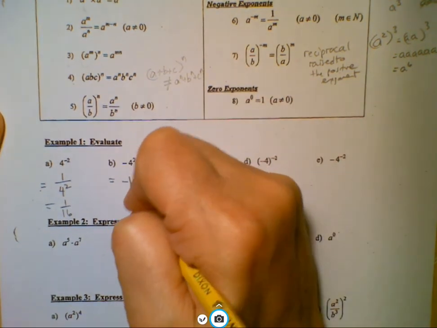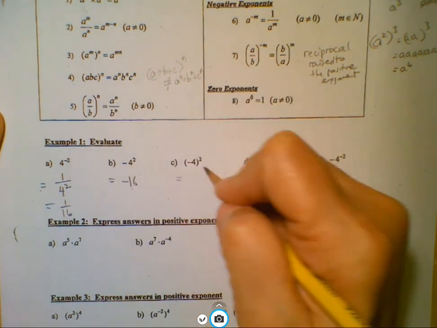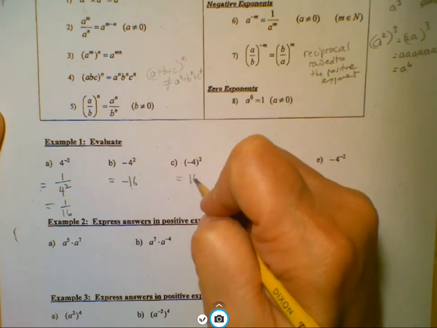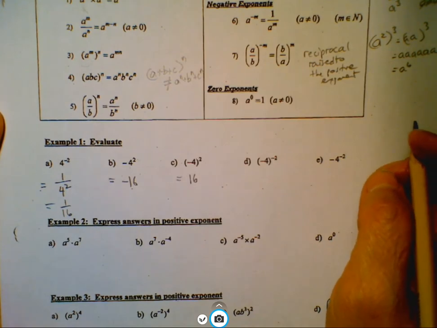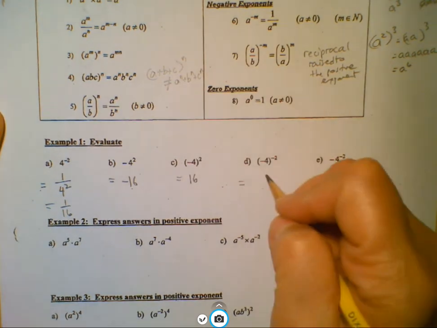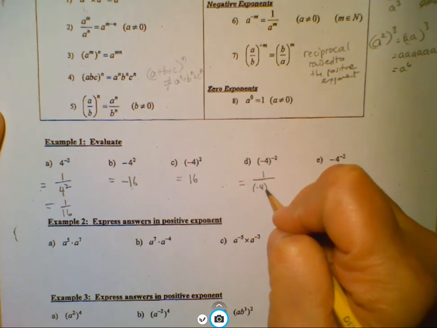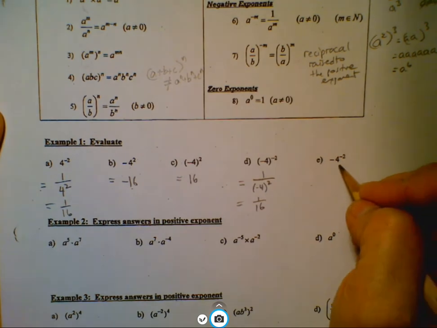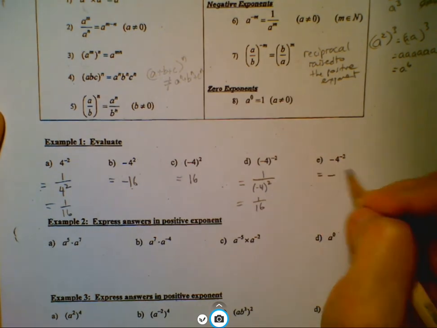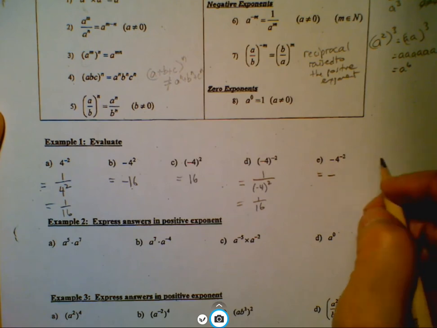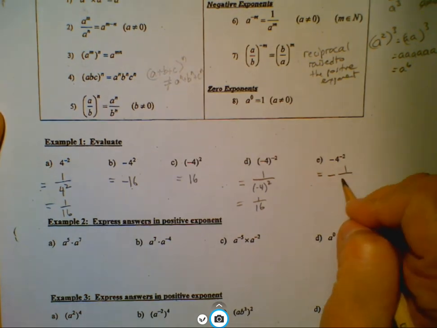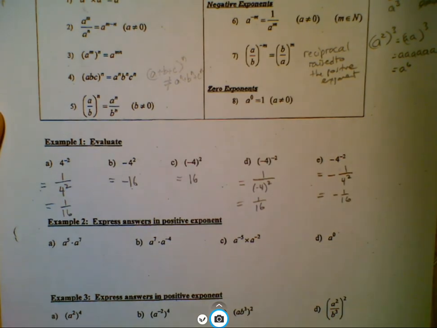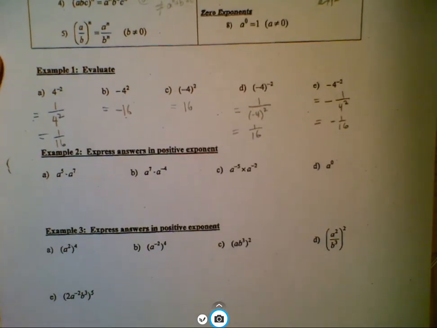And then we have 4 squared, which is 16. Negative 4 squared, so the negative here is included in the exponent, so that's negative 4 times negative 4, which is 16. Negative 4 to the negative 2 is 1 over negative 4 to the positive 2, and that is 1 over 16. And then negative 4 to the negative 2, that negative is not included. It is not in a bracket. 4 to the negative 2 is 1 over 4 to the positive 2. And so that's negative 1/16. All right, let's look at example 2.